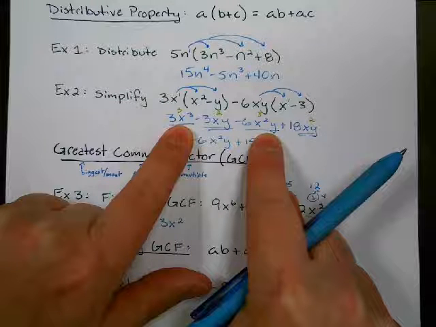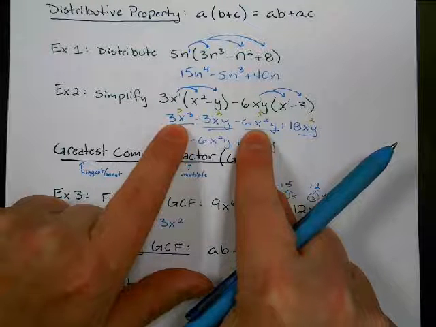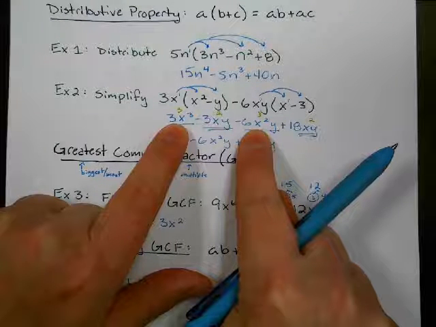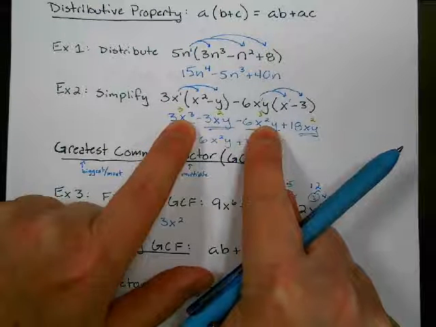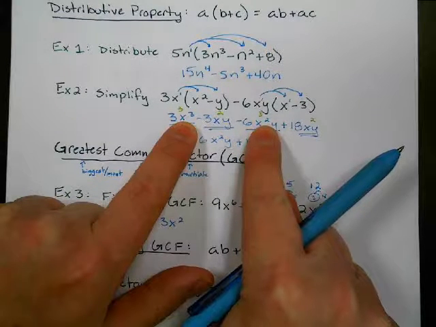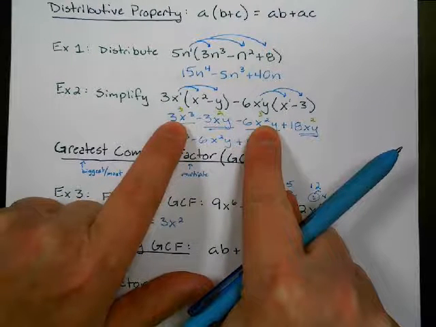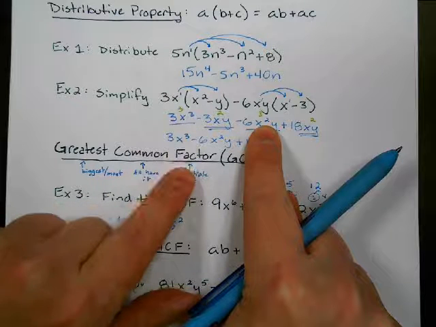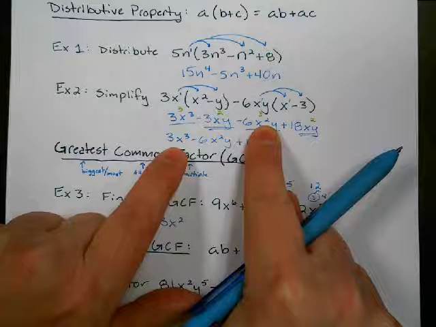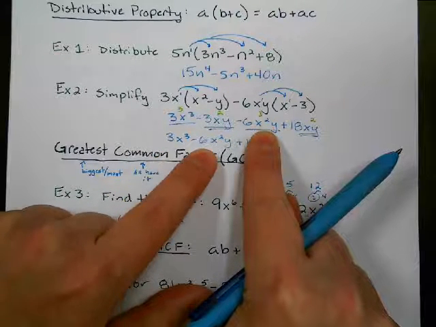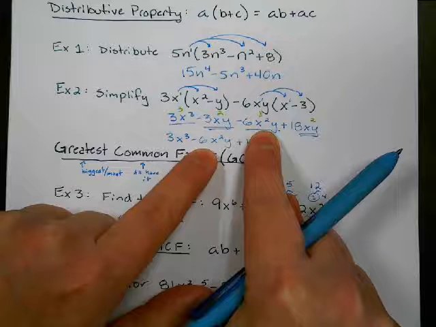So I have to say which one goes first. Well, I start with the variable. They both have x's, so that's still a tie. Then I look at the exponent. This one has 3, this one has 2. So this one wins because it has more of that first exponent. So I put 3x to the third first, and then I put negative 6x squared y second.